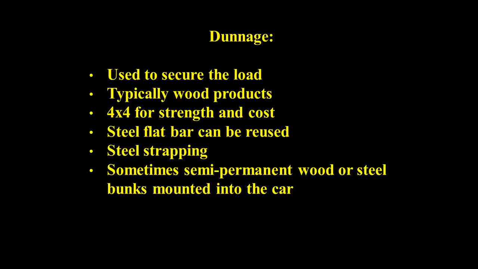So what exactly is dunnage? Well, it's used to secure the load. It's typically a wood product, often 4x4s, both for cost and strength. Sometimes it's flat steel bar, which can be reused, and steel strapping. Some cars actually have semi-permanent wood or steel bunks mounted into the car. So those cars, upon being emptied, would be returned to the mill. So they're in a captive service between the mill and the factory.